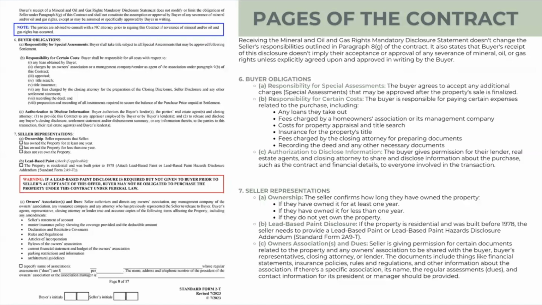The Owners Association and dues. A seller is given permission for certain documents related to the property and any owners association to be shared with the buyer, buyer's representatives, closing attorney, or lender. The documents include things like financial statements, insurance policies, rules and regulations, and other information about the association. If there's a specific association, its name, the regular assessments, and contact information for its president or manager should be provided.